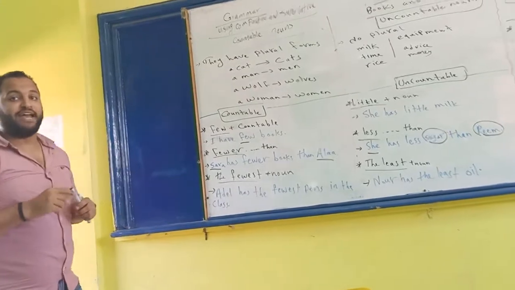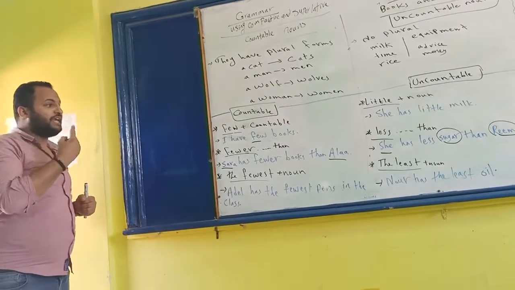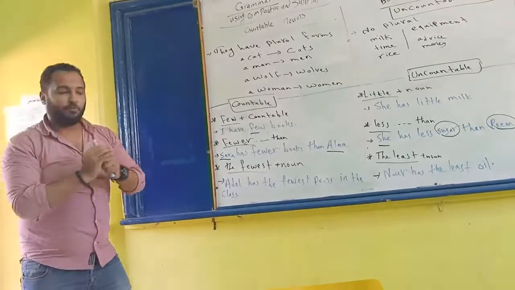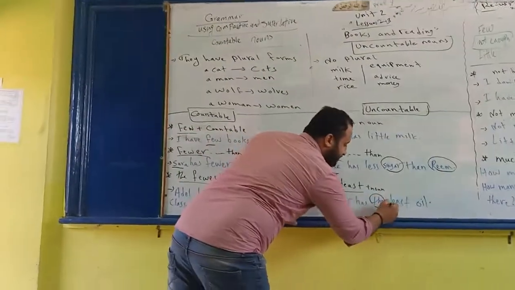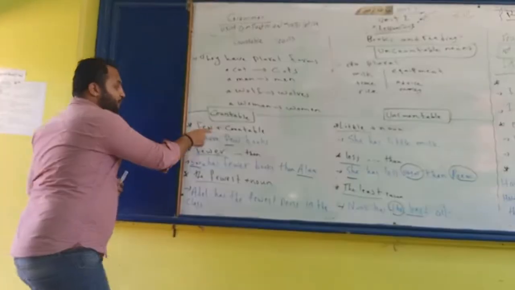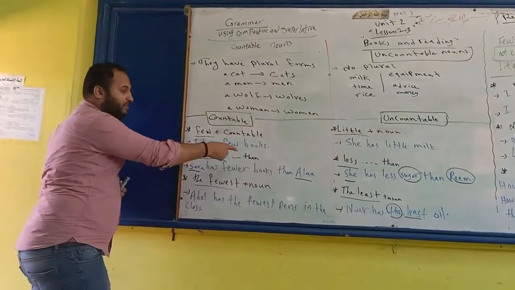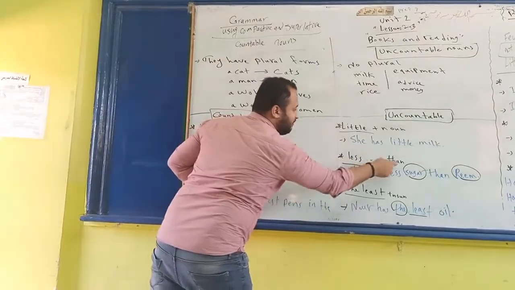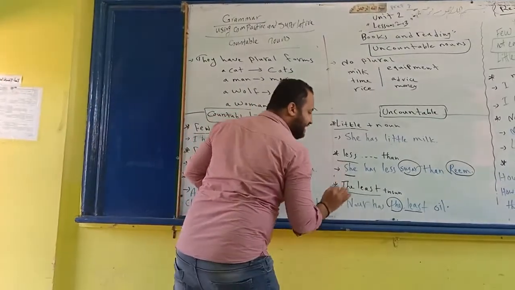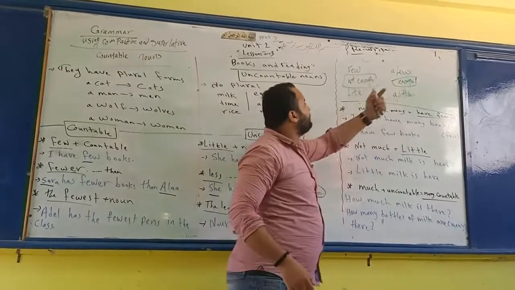For example, Noor has the least oil. Now ask yourself, is it a comparative? No. A normal way, talking about one only? No. So what is it? It's about Noor and a group of people. Why? Because the least is used to talk about one person and a group of people. Okay? So few plus countable, but little plus uncountable. Fewer noun than, uncountable, less than. The fewest, superlative, the fewest plus noun, here the least plus noun.